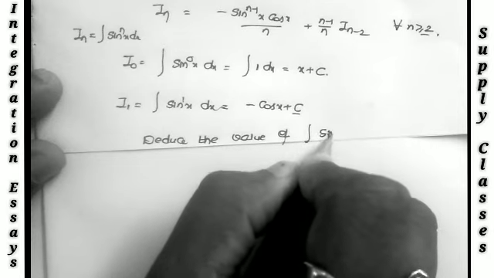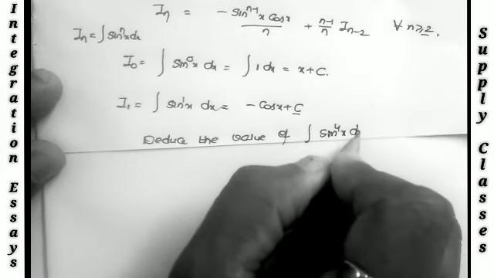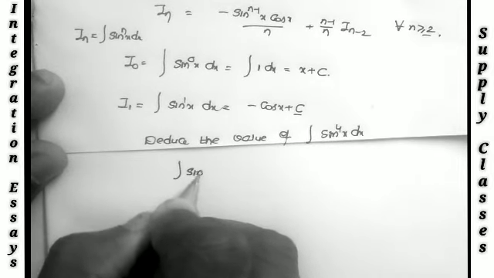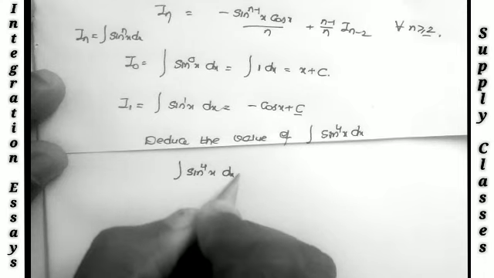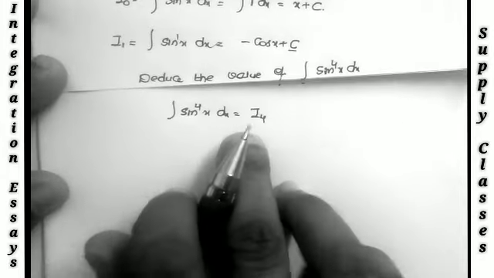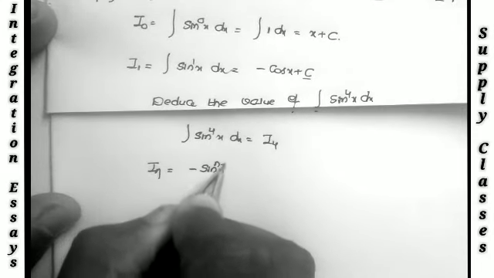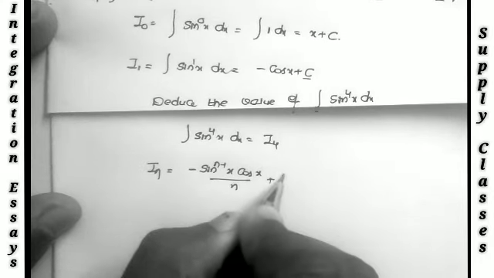Now how to find the sin^4 x value? Simply we substitute n equal to 4 in this reduction formula, then you will get the value of the integral sin^4 x dx. See here, integral sin^4 x dx is nothing but I_4. Since in place of n we have the number 4, we take this value equal to I_4. Now what is the formula for I_n here? I_n is equal to minus sin^(n-1) x cos x by n plus (n-1) by n into I_(n-2). So this is the value of I_n.